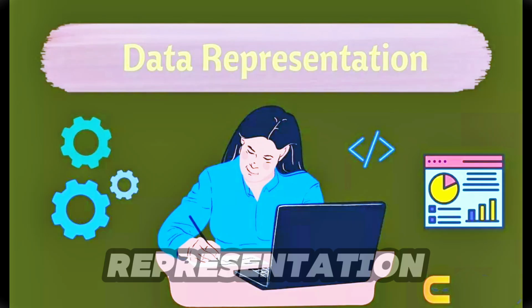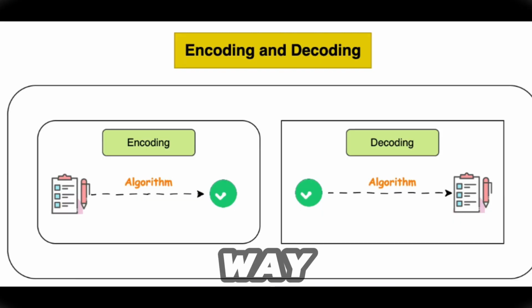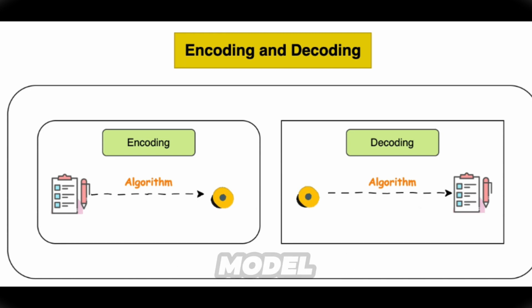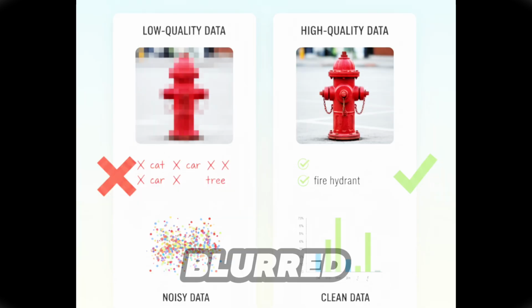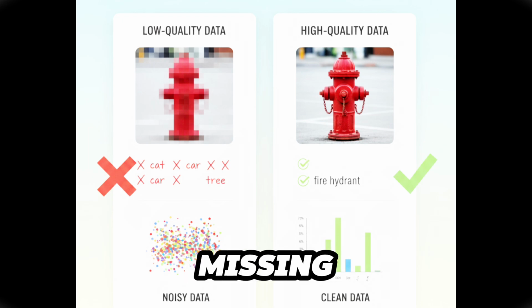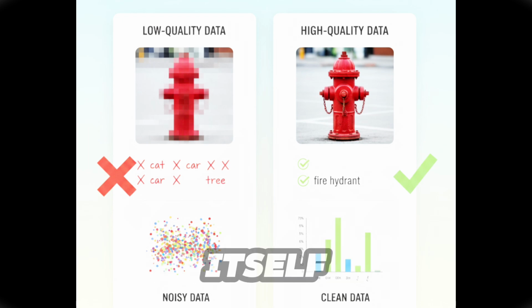Next is data representation. Data representation is the way your data is encoded for the model. Images become pixels, text becomes numeric vectors, audio becomes waveforms. If the representation is poor, like blurred images, incorrect labels, missing features, then your model will learn the wrong patterns, even if the algorithm itself is excellent.